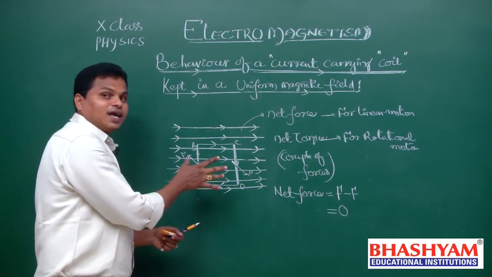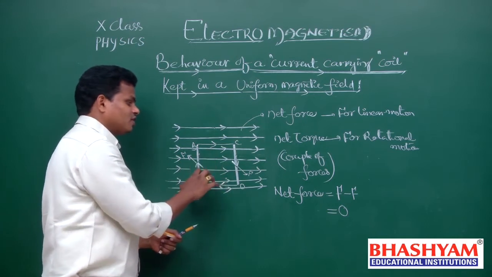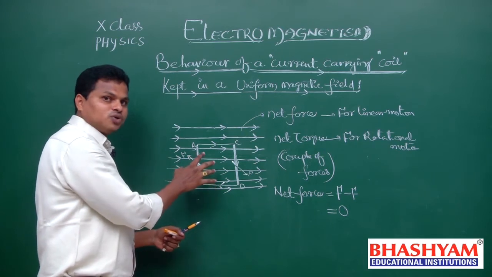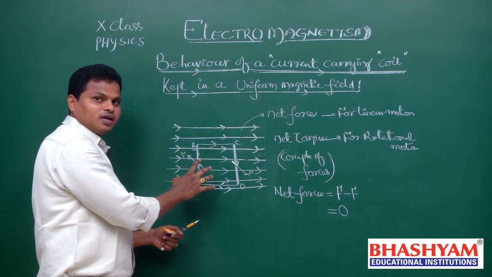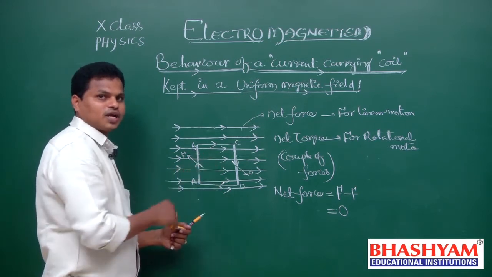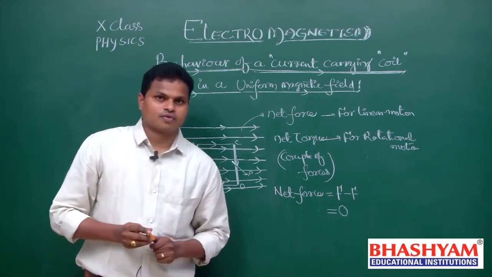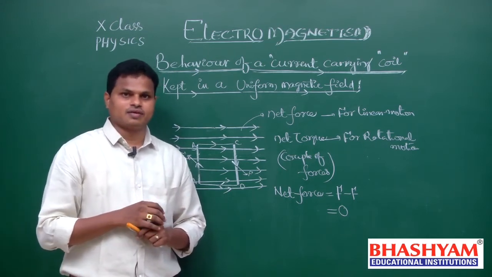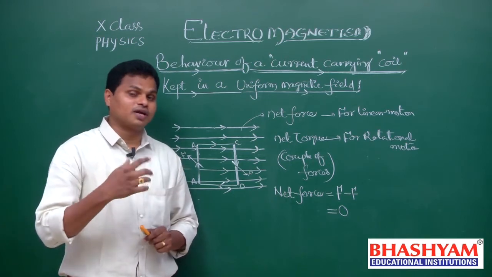In the same way, when a current carrying coil is placed in the magnetic field, the coil rotates due to the two equal and opposite pairs of forces acting on both sides of the coil. These forces bring the coil into rotation. From this, what you understood is that when a current carrying coil is placed in the magnetic field, the coil will rotate.